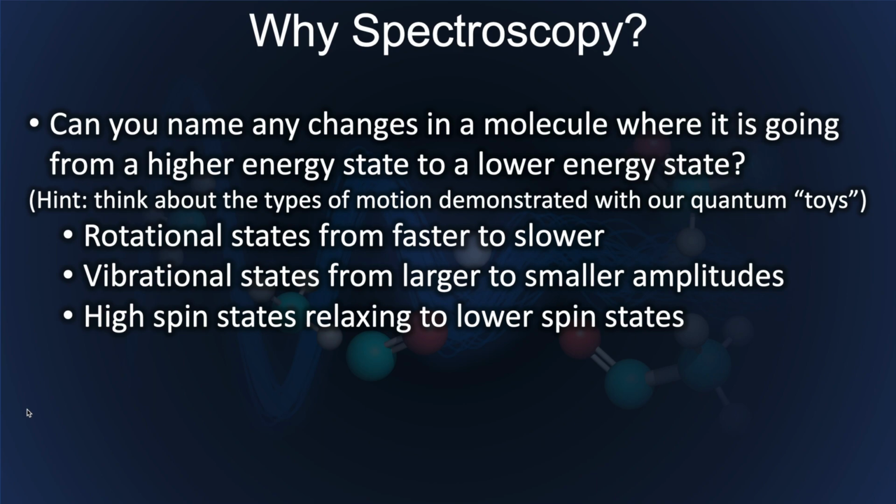Or we could talk about spin states. In particular, I'm thinking of NMR spectroscopy here. If you have a high spin state relaxing to a lower spin state, that's going to give off light as well. And of course, when I say light, I'm referring to electromagnetic radiation of all wavelengths, whether or not it's visible.